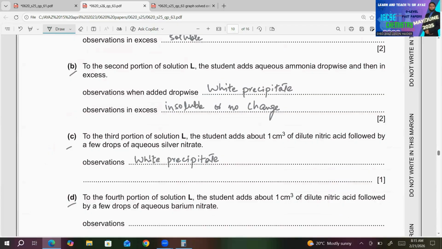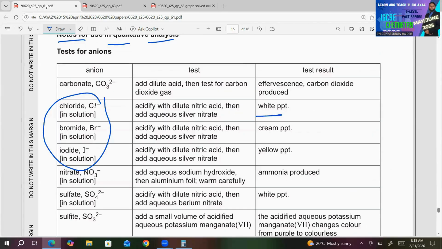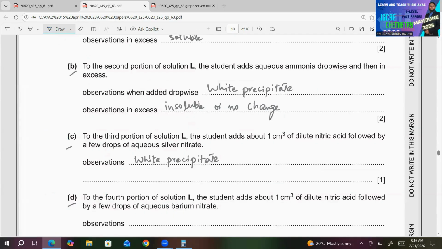D. To the fourth portion of solution L, the student adds about 1 cm³ of dilute nitric acid, followed by a few drops of aqueous barium nitrate. This must be the test for the sulfate ion. You see, this is the test for sulfate ion here, and we don't have any sulfate ion here. If sulfate ion was there, then we would be getting a white precipitate. So what you need to write is no change.